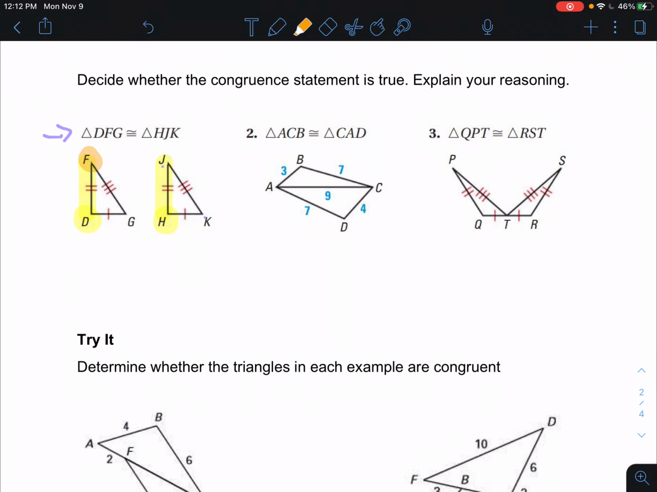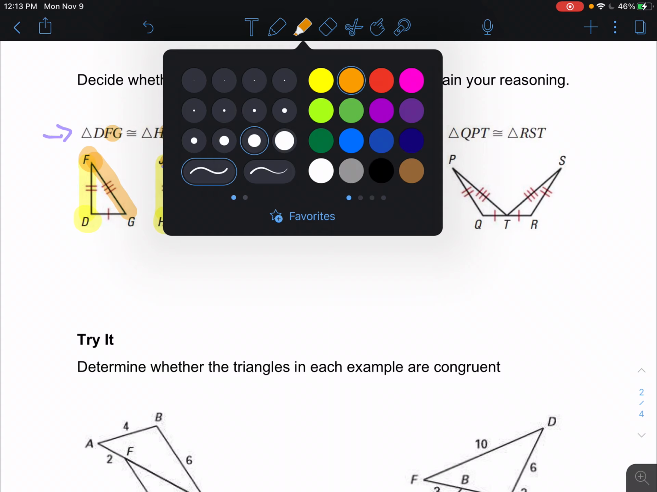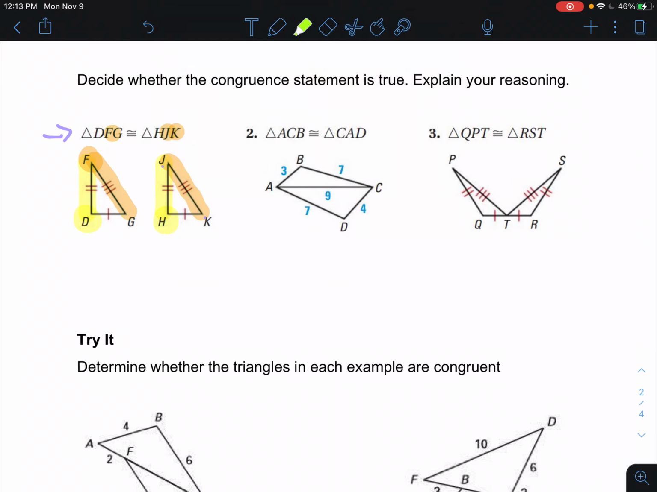Now we're going from F to G. See FG here. Now we're going to go from J to K. All right, both 3 tick marks. Finally, we're going to go from D to G. So over here, that's our first and third letter. And our first and third letter over here is H and K. All right, 1 tick mark, 1 tick mark. Looks like this statement is true.